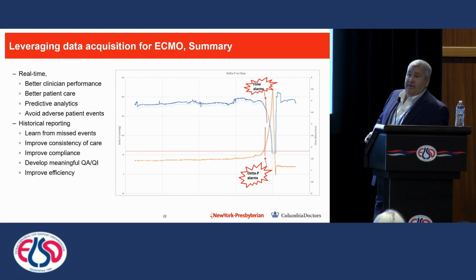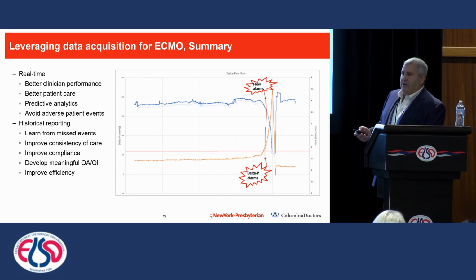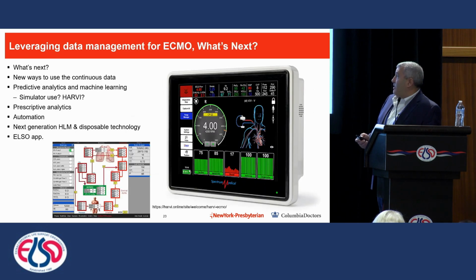This is an oxygenator that's thrombosing. The flow begins to drop off. The pressure, delta pressure across the oxygenator increases. We change out oxygenators now before oxygenators thrombose off and patients arrest. So we can avoid the adverse events before they happen, and we can plan for them accordingly.